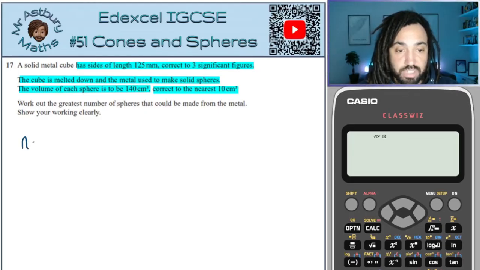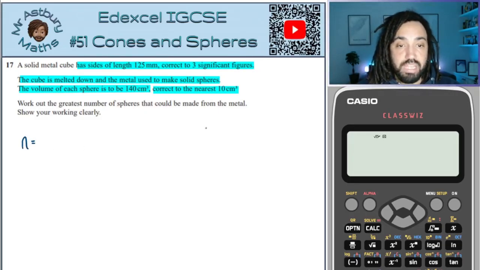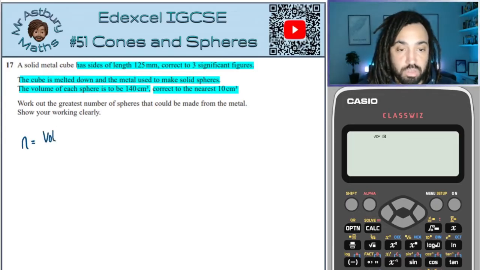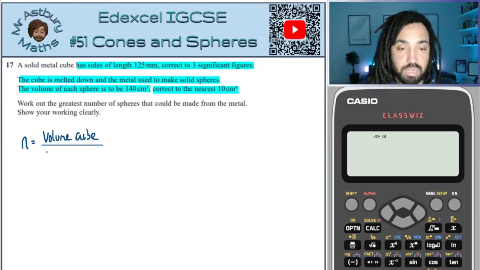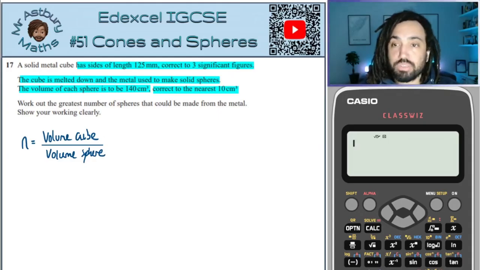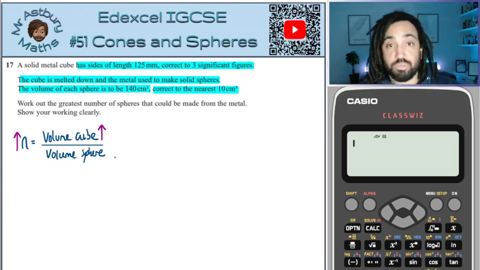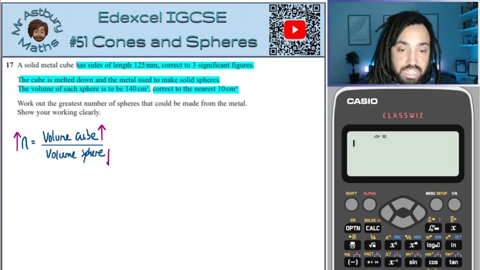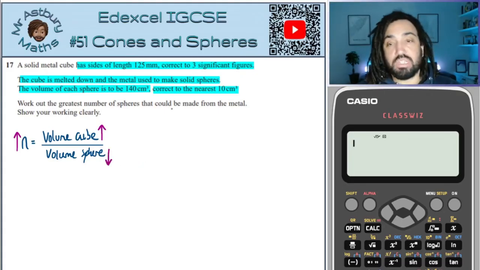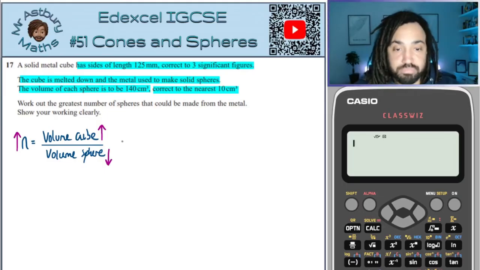Okay, so the number of spheres, let's call it n, will be the total volume of the cube divided by how much the sphere's volumes will take up. Now, if we want to maximize the number of spheres that we make, we're going to want to maximize the amount of volume from the cube, and then we want to make the actual spheres as small as possible to fit more, to make more of them.